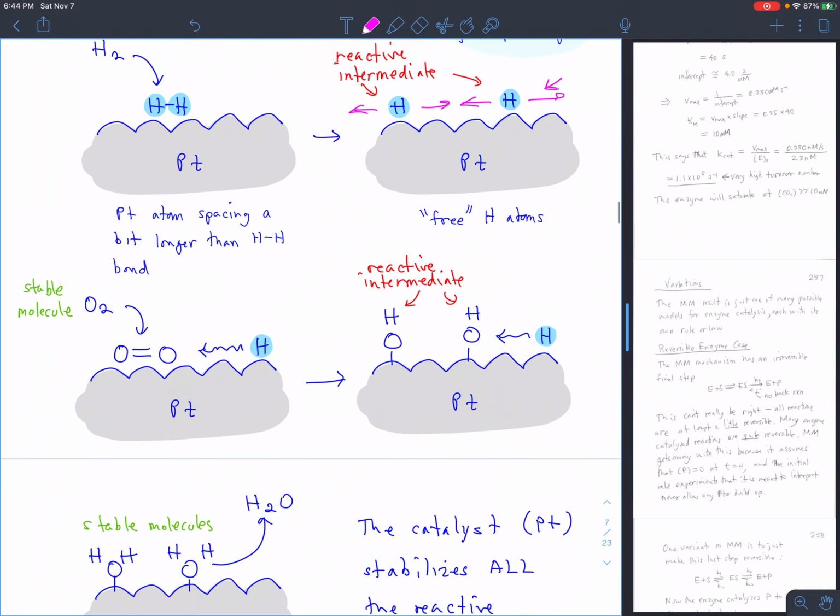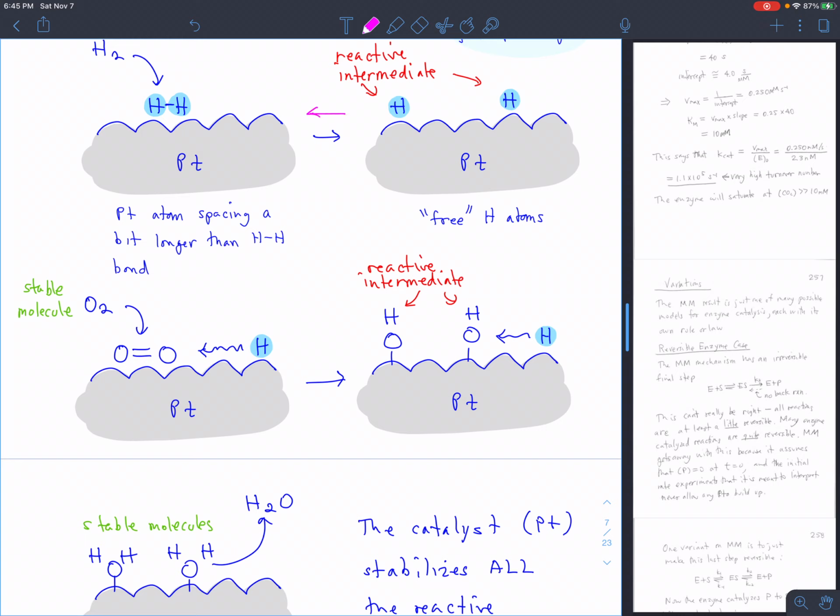When the hydrogen binds, the platinum atoms have a spacing, you can see the way I've drawn them here, that's a little bit larger than the spacing between the H atoms in the hydrogen molecule, and so it puts a little bit of a strain on the bond, and that helps to make it favorable for the H atoms to separate into separate atoms.